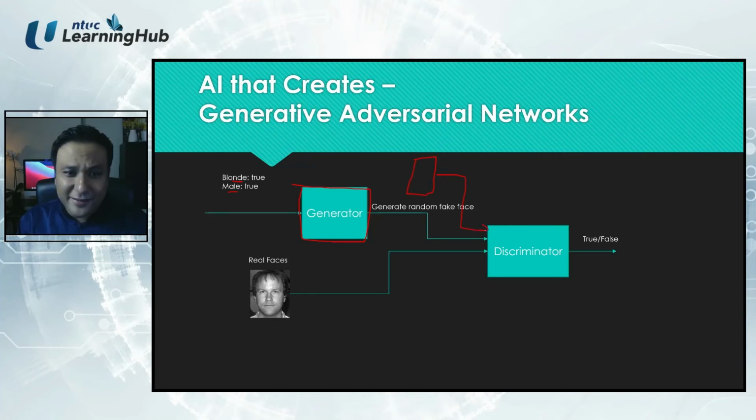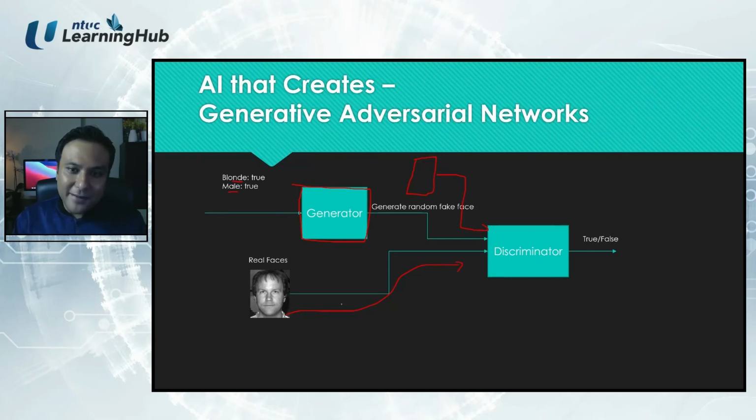Its enemy is called a discriminator. The discriminator's job is to tell whether the image that is being fed to it is a real image or a fake image. So it's able to discern between a fake one and a real one. A fake one is created by the generator. A real one is the one that is here. We will feed it a real image.